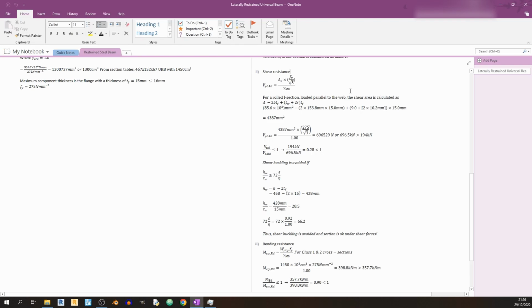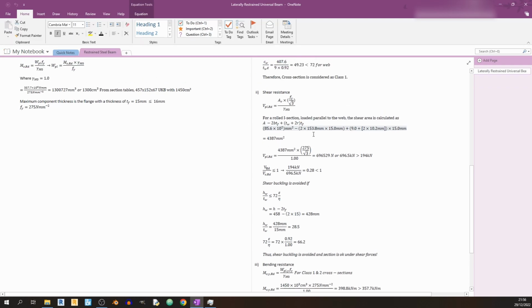And now let's determine the shear resistance. So we need to use this equation over here. And AV is calculated using this equation over here. So AV is the shear area over here. So you need to know the area of the section. You can get that from the Steel Blue Book. The link is in the description. Basically, in the Steel Blue Book, you'll get the area in centimeters squared. So we need to convert it to millimeters squared over here.